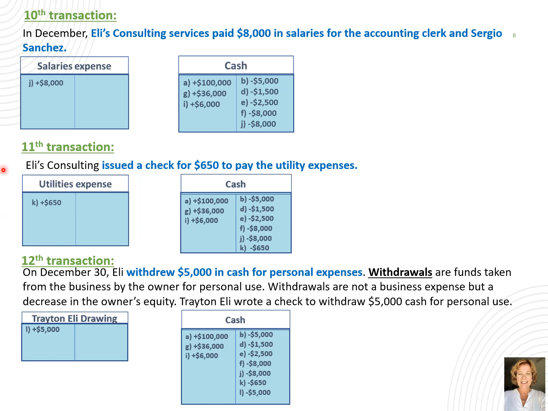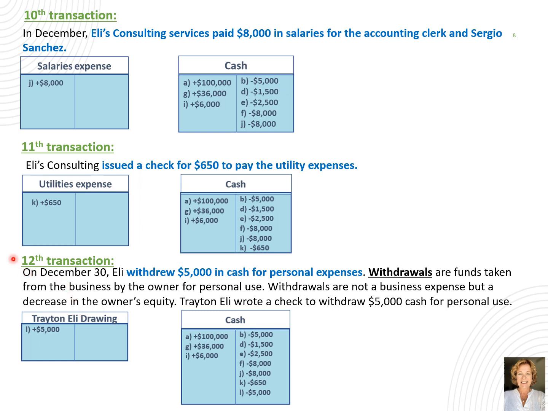Here we're paying utility expenses for $650. It's pretty much identical to this transaction, except that we're using a different expense account. But the concept is exactly the same. Debit utility expense for $650, credit cash for $650.